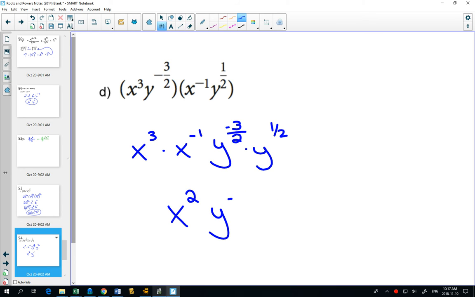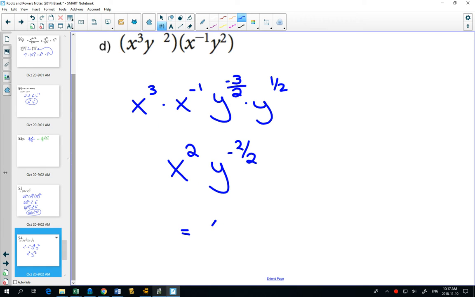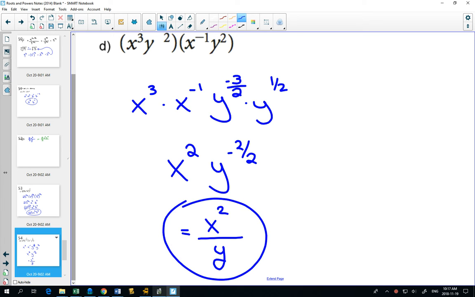well, I'll write it like this to begin with. Negative 3 halves plus a half will be negative 2 over 2. And then in most textbooks, the final answer here would be written as x squared. And y to the negative 1 would go to y to the 1 in your denominator. So it becomes x squared over y.